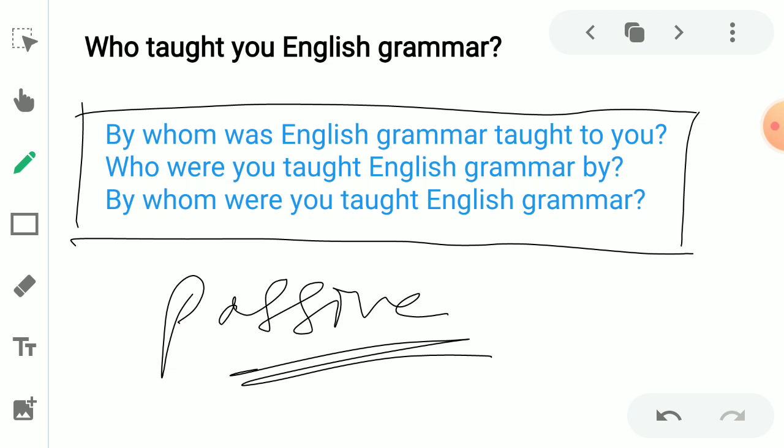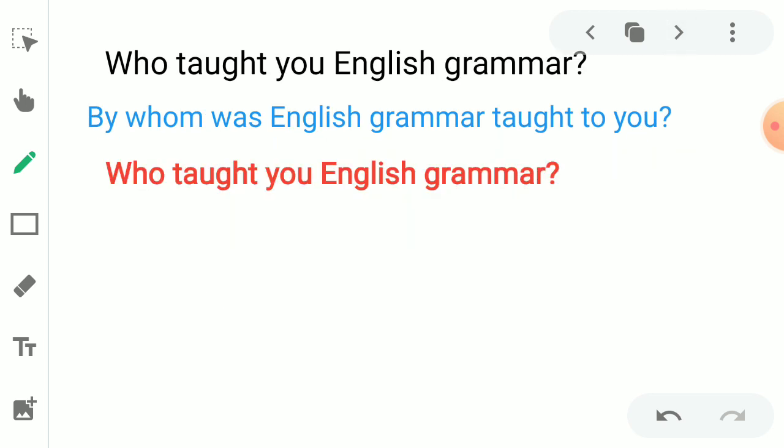What are the ways to do these answers here? Let us see one by one. Who taught you English grammar? So we have answered like this: By whom was English grammar taught to you? Let us see.